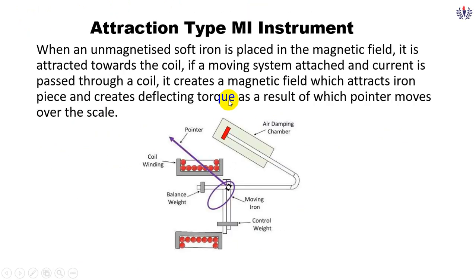First we are going to see the attraction type MI instrument. In the attraction type instrument, a soft unmagnetized magnetic field is placed. In that we place a coil, and also a moving iron vane. This is known as the moving iron vane, and it is placed over a spindle. The spindle is attached along with the pivot and the jewel bearing arrangement, so it moves easily and it can be controlled.